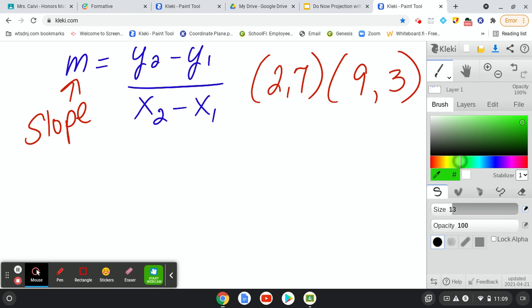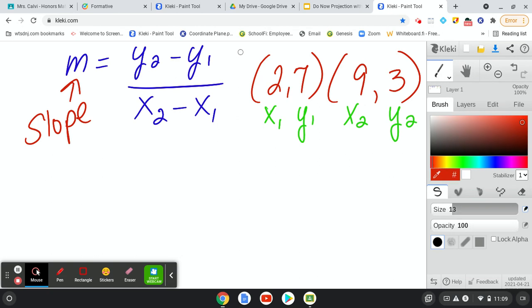So I'm going to list my first ordered pair as my 1s. So this is going to be, remember, the first number in an ordered pair is your x value. I'm going to make that x1, and this will be y1. So my second ordered pair will be my 2s. So this will be my x2 and my y2. Okay? Now all I'm doing is using this information and plugging it into this formula.